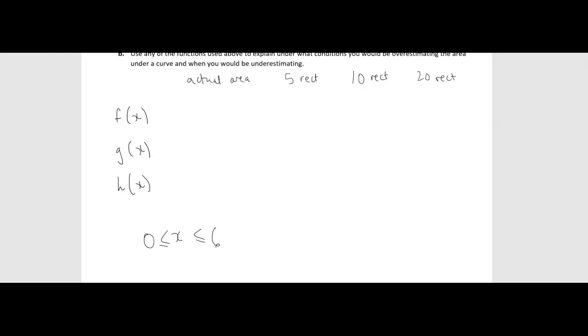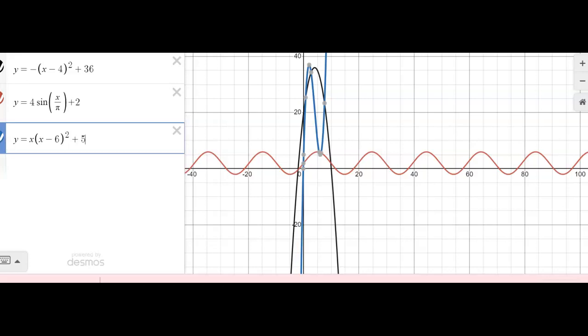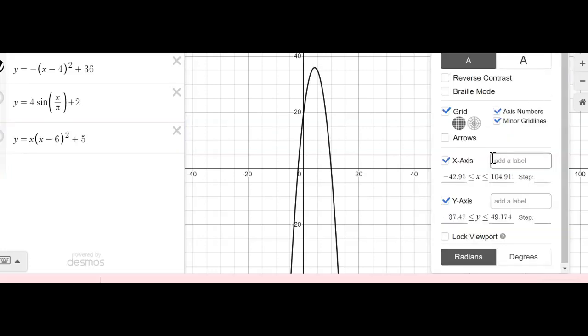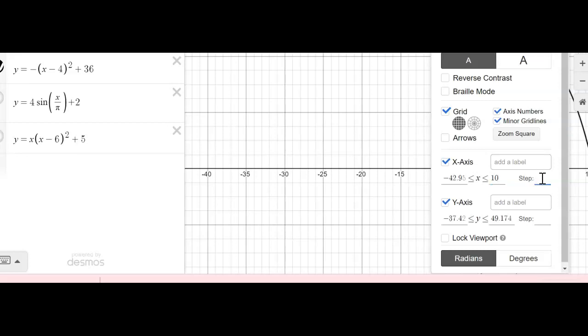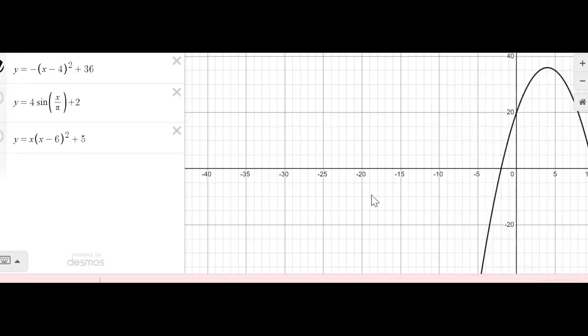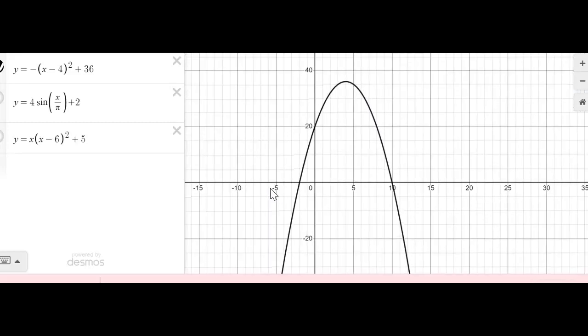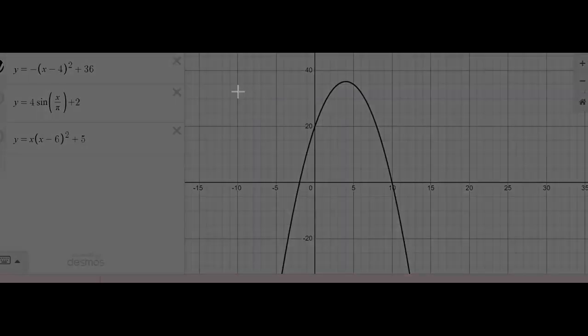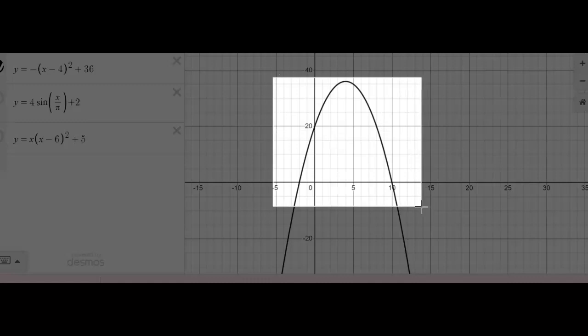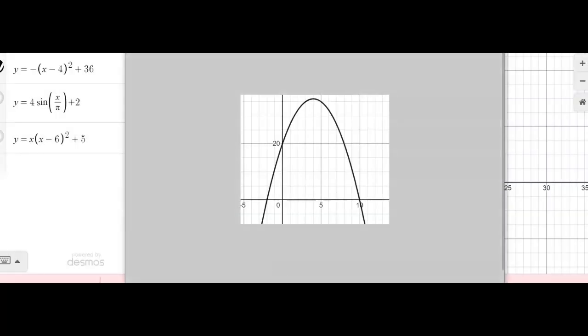Unfortunately, I can't draw them. Actually, I don't know how to draw them on Desmos, so I'm not going to draw them. But if you were doing this in your SAC, you probably should draw them. All right, I don't like my scale here. Let's go to 10. There we go. It's a little bit easier to see there. Okay, so we'll have a look at the parabola first.